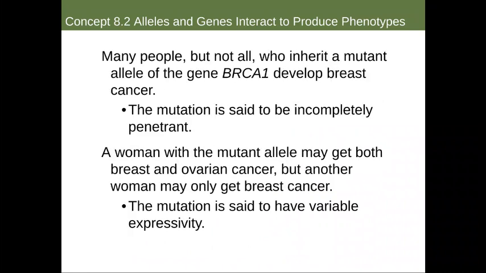Okay, so many people, but not all, who inherit a mutant allele for the BRCA1 gene develop breast cancer. The mutation is said to be incompletely penetrant, and a woman with the mutant allele may get both breast and ovarian cancer, but another woman may only get breast cancer. This mutation is said to have variable expressivity.